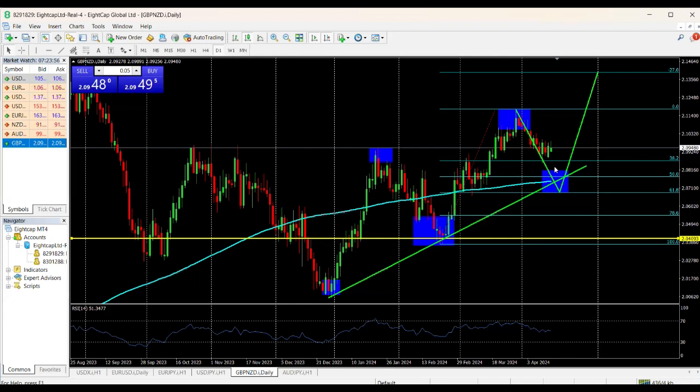So, as long as you have all the confluences lined up, you're following the trend line, you have proper risk management, and you have a good risk reward ratio, trust me, guys, you're going to be doing fine, right? So this is part one of the GBP NZD trade. As soon as the market comes to that level, I'm going to get into this trade. I'll make it a video, and then I will show you guys that this strategy actually works, right?